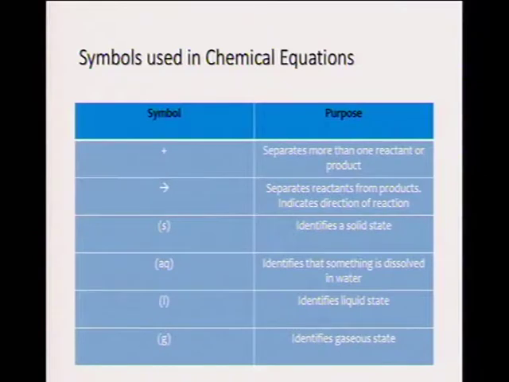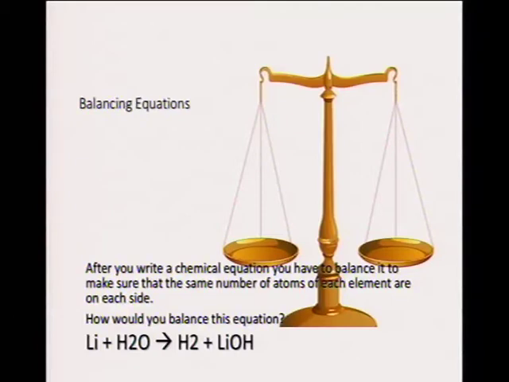Then we look at the symbols we use in chemical reactions. This is just a kind of revision. We have these symbols that we are using. We use the S to show that it's a solid state, AQ for something that has dissolved in water, for aqueous, L to show a liquid state, and G for a gaseous state.